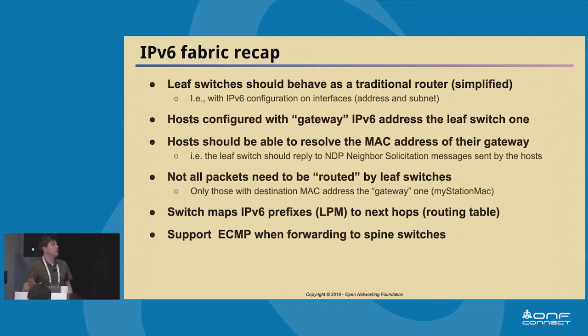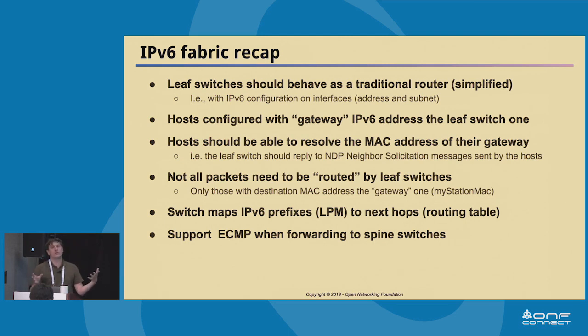Now, what does it mean to have an IPv6 fabric? Again, we want our fabric to behave like a standard IPv6 fabric. So these are the functionalities that should be supported by our switches. We have leaf switches and spine switches. Leaf switches should behave as a traditional router, meaning that you have a device with ports. Each port can be associated with an interface with an IP configuration. So you should be able to logically assign IP addresses and subnets to the interfaces of our router.